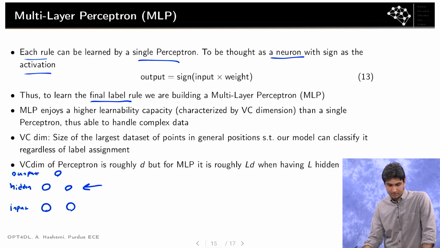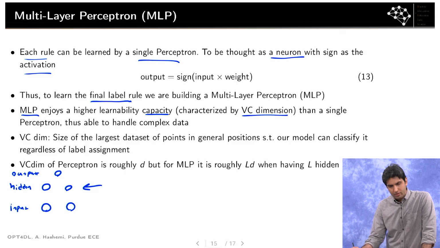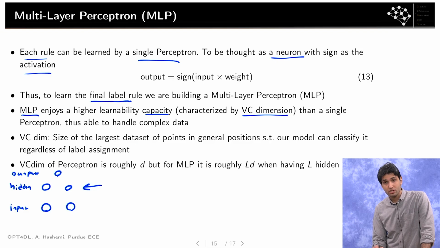Okay. Now, it is actually possible to talk about this in terms of increasing the learning capacity of our model, and we can actually formalize this idea. So MLPs, multi-layer perceptrons, lead to a higher learning capacity, and we can characterize this by a notion we call, in statistical learning theory, VC dimension. Okay. So what's VC dimension? It is not very important for us, but the main idea is that VC dimension is the size of the largest data set of points in general position such that our model can classify.